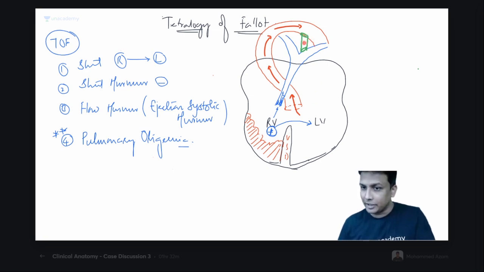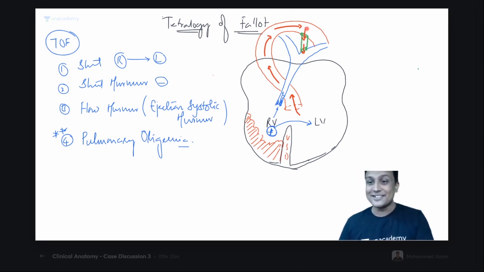The blood will go from the aorta via ductus arteriosus to the pulmonary artery. Sir, why is it going from aorta to pulmonary artery? You can question there also. Why not from the pulmonary artery to the aorta?